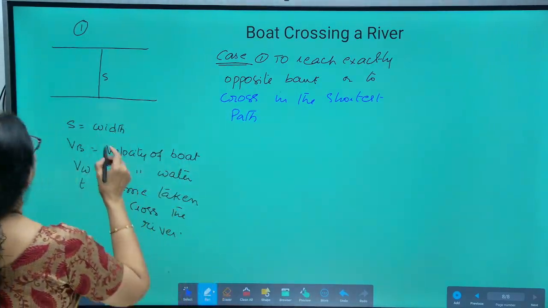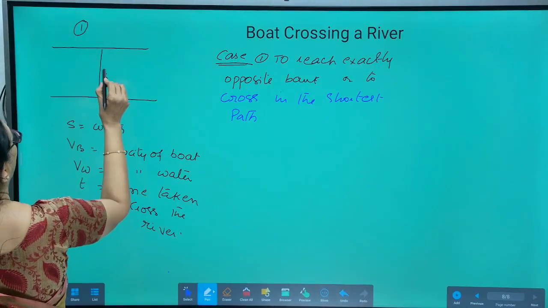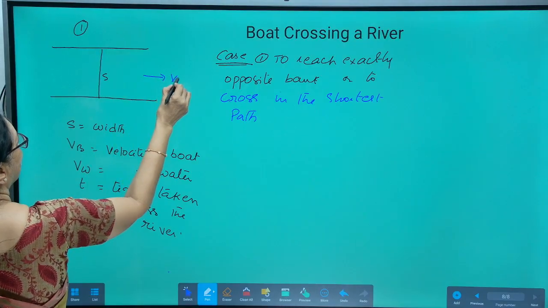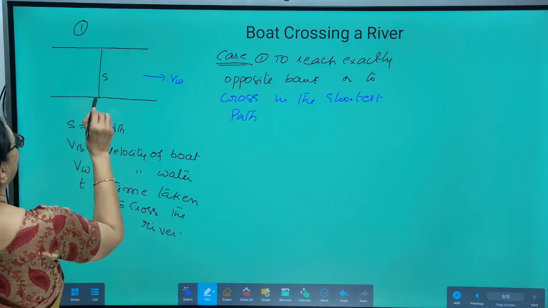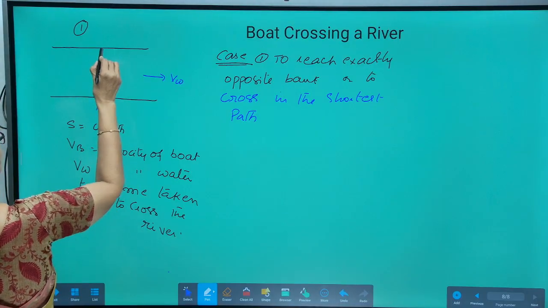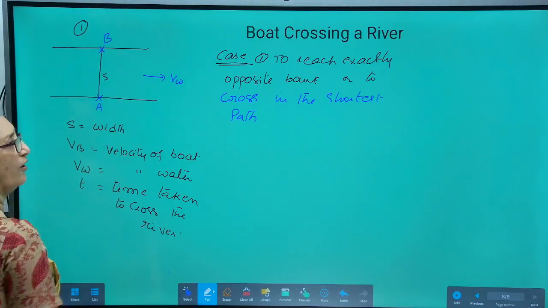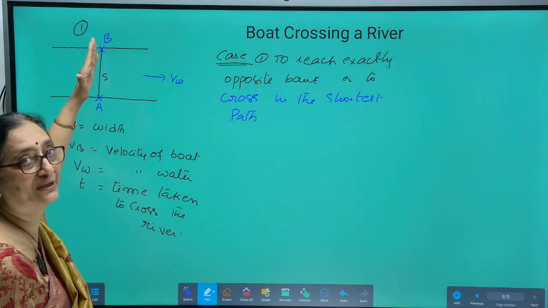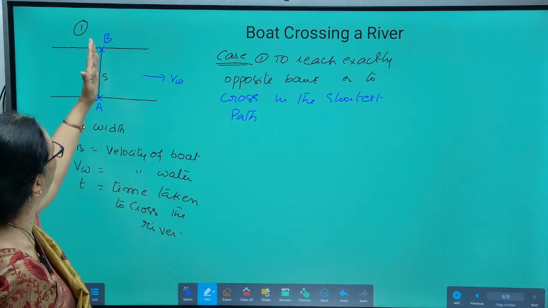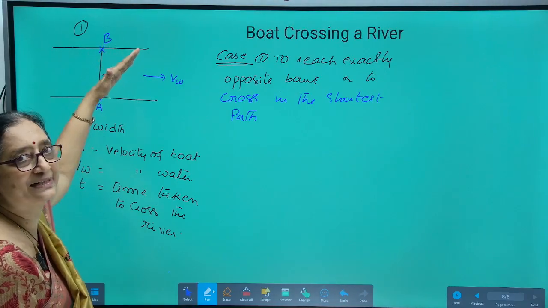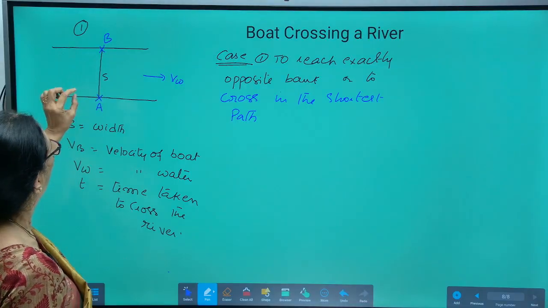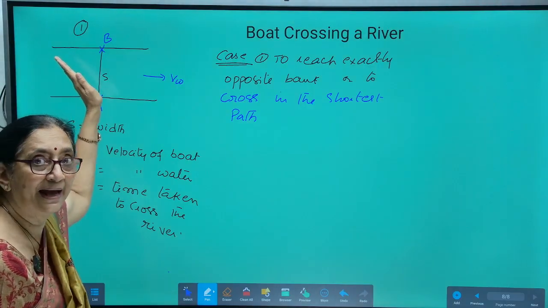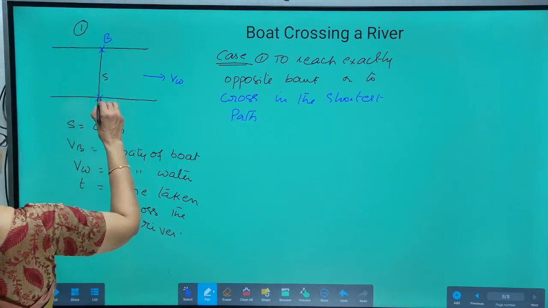Look here. Suppose water is flowing in this direction. This is the direction of water velocity. The person starts here. He wants to reach exactly the opposite bank. Suppose he directly rows his boat in this direction, because of water flow, he will be moving in this direction. So, in order to reach exactly the opposite bank, the person has to row the boat in this direction.